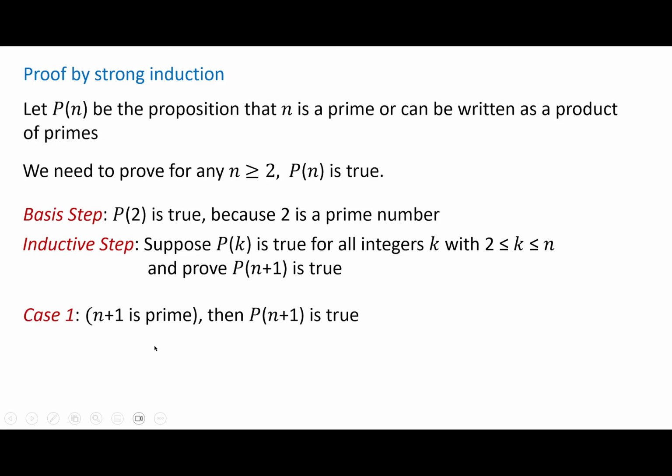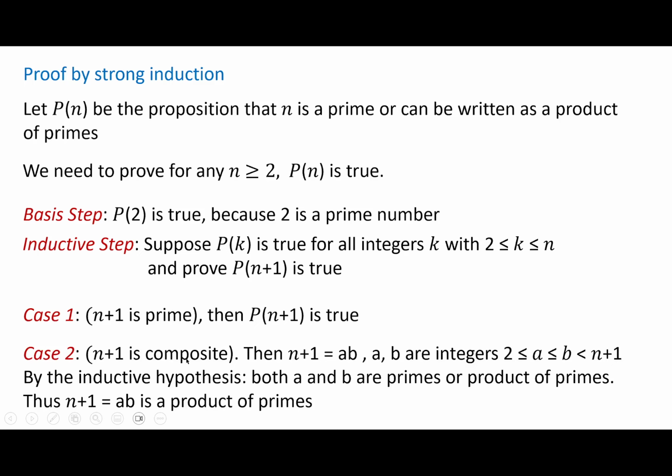So, two cases. If n+1 is prime, we're done. Nothing to prove. If n+1 is composite, then n+1 is the product of two numbers a and b, right? And these two numbers are between 2 and n. By the inductive hypothesis, both a and b are primes or products of primes. Then n+1, which is the product a times b, is a product of primes.